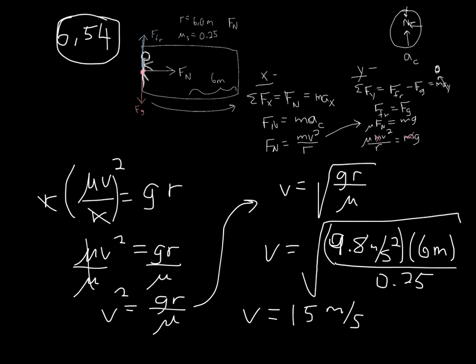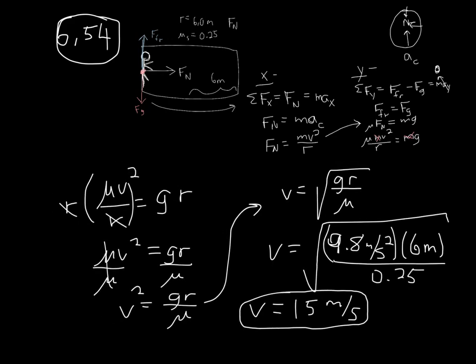Do I really get meters per second? What happens with meters per second squared times meters? What do I get? Meters squared over second squared. What about mu? Where are the units for mu? Mu is unitless. So take the square root of meters squared divided by second squared. You get meters per second. And I get 15 meters per second. Is that the final answer that I was asked to find? What was I asked to find?